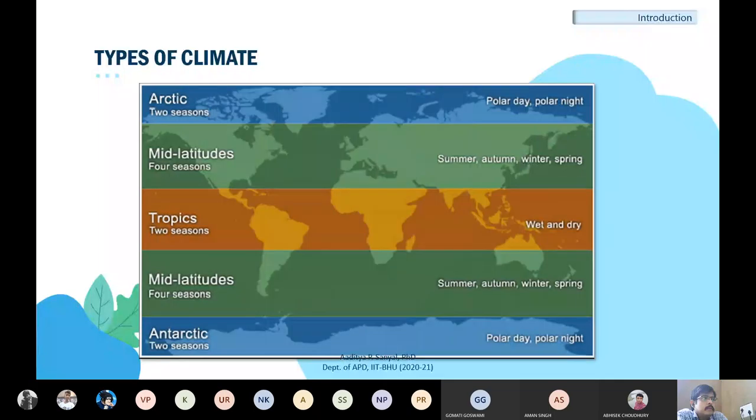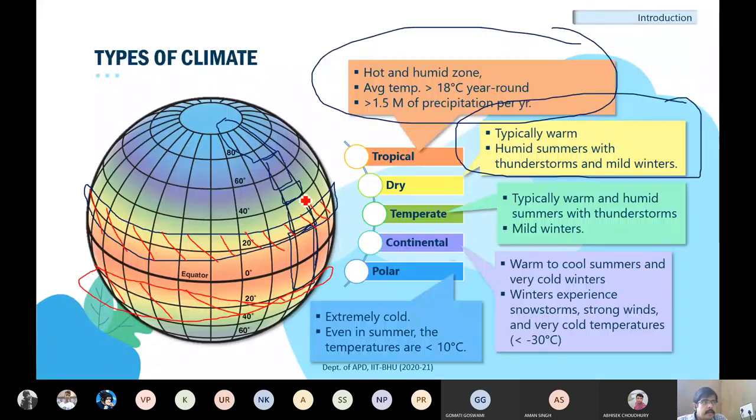Sir, there was some effect due to the bulging shape of the Earth, which has led to the divisions of these climatic zones and everything. Yes, that is also to a certain extent true. That is where this part, which I am trying to mark with the red, is somewhere dry. One thing is the bulging part, the other one Gomti actually pointed out is the tilt.